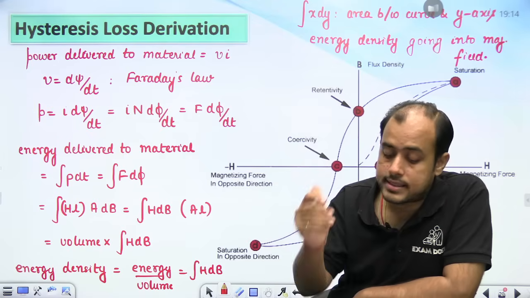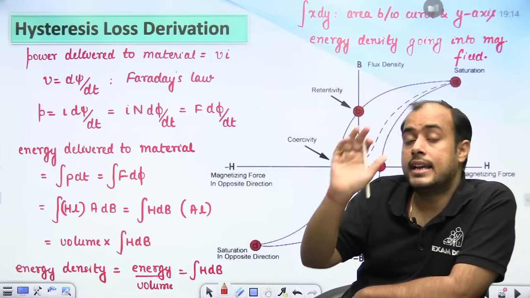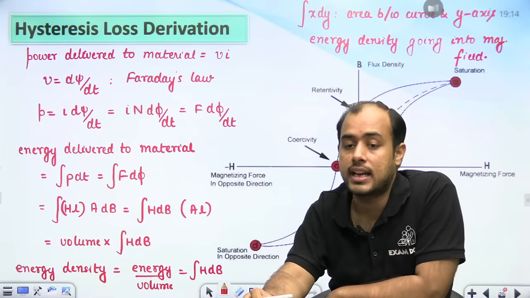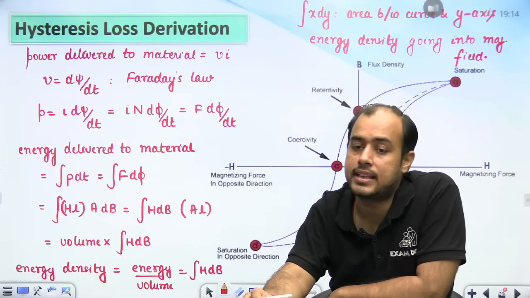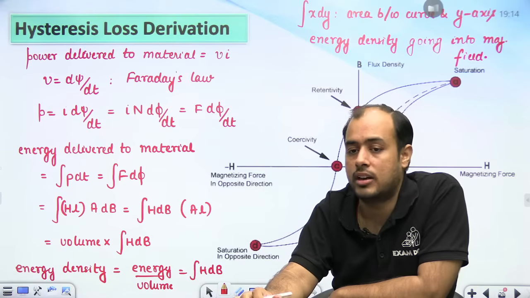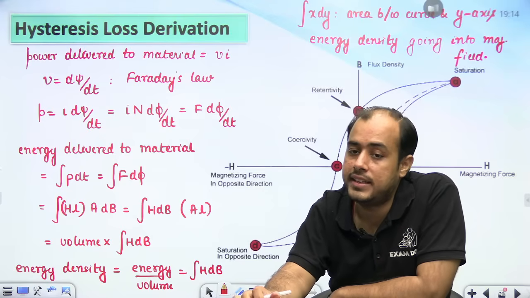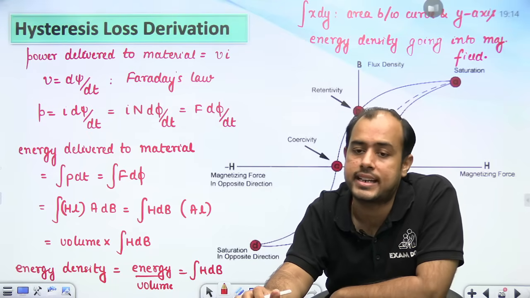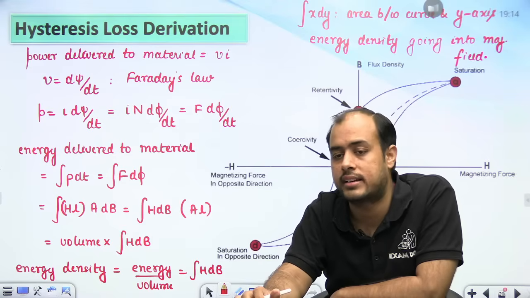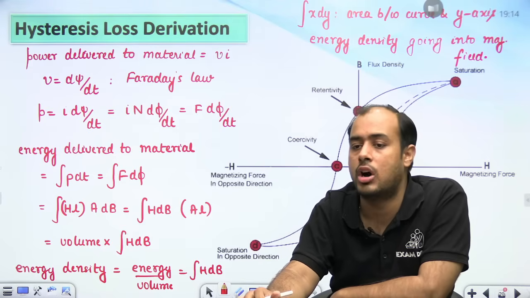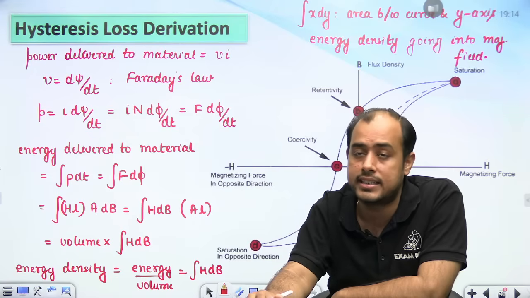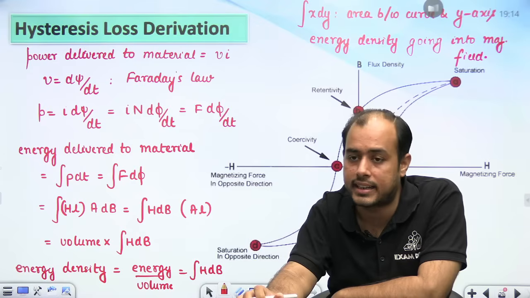Okay, and this same concept beta, area between the graph and the y-axis, I will again recall this when we study the energy conversion. When I will teach you how to convert electrical energy to mechanical, or mechanical to electrical, we will recall this concept that area between the graph and the y-axis is the energy delivered to the magnetic field.